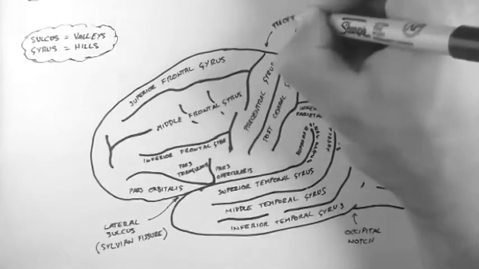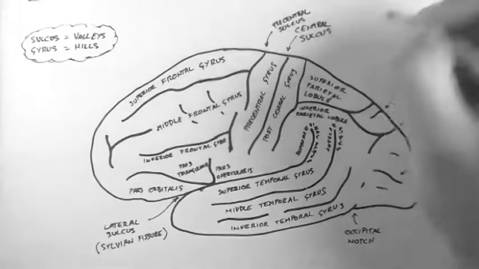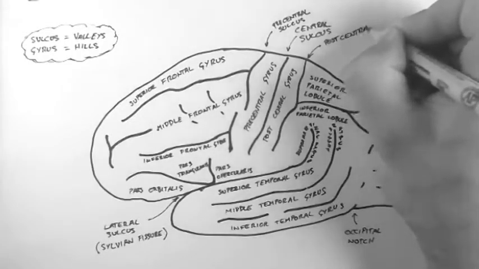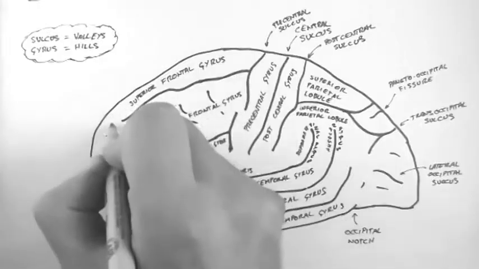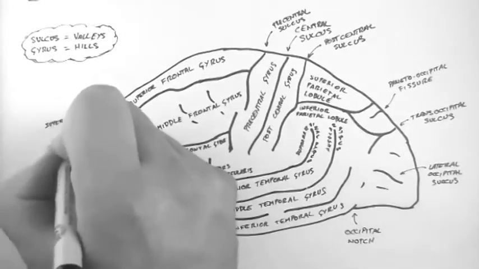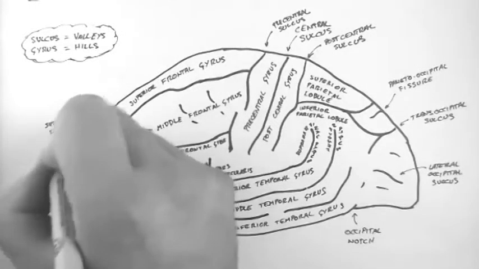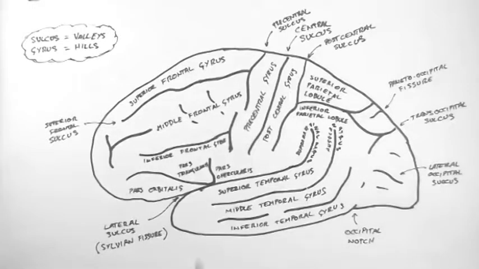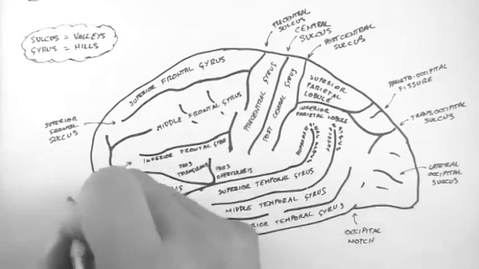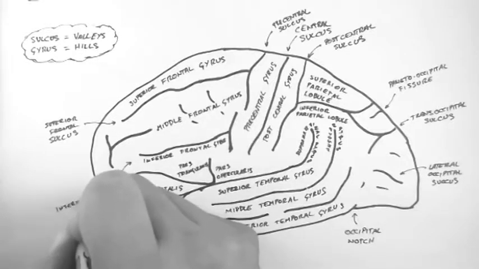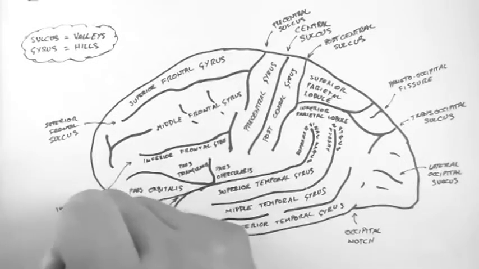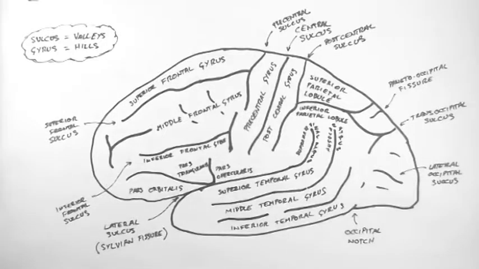Here is the precentral sulcus. And behind the central sulcus is the postcentral sulcus. Now, in the front, we have the superior frontal sulcus and the inferior frontal sulcus. And these separate the three gyri of the frontal lobe.